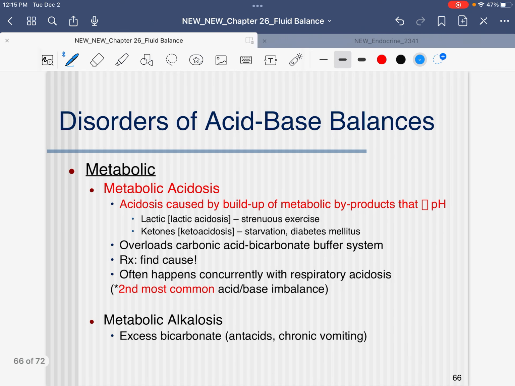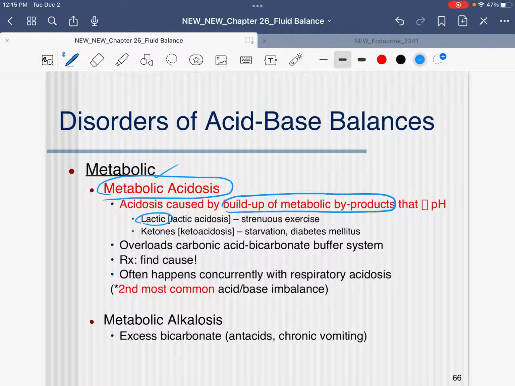On the other hand, the second most common is a metabolic acidosis. We already know what acidosis means: when the blood pH drops below the normal range. Now we know metabolic acidosis is a metabolic cause. The cause of the acidosis is a buildup of metabolic byproducts of chemical reactions. We talked about two: lactic acid, where the blood becomes acidic because of a buildup of lactate, and ketoacidosis, where the blood becomes acidic due to a buildup of ketones.